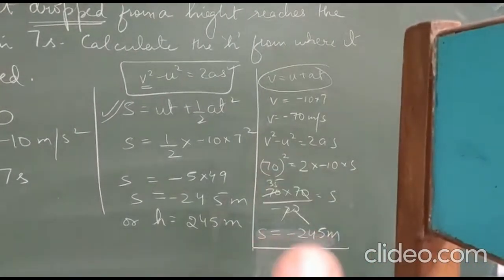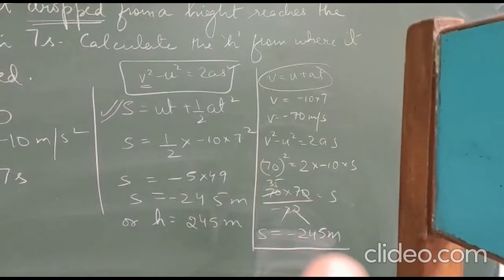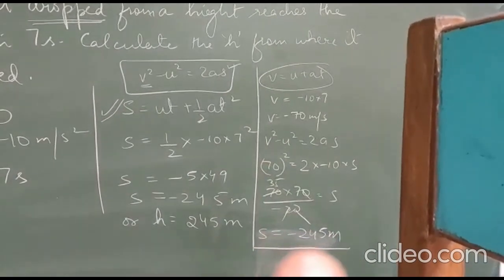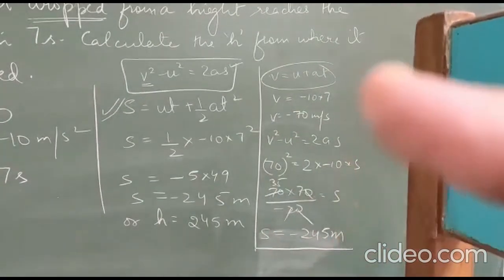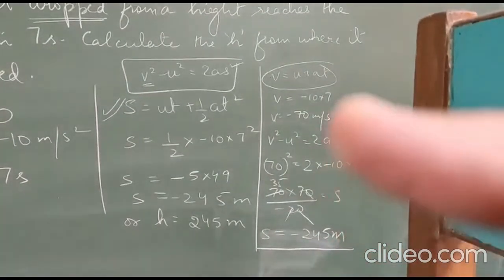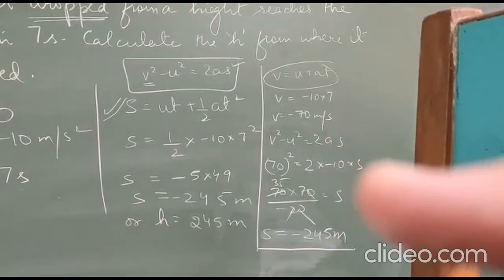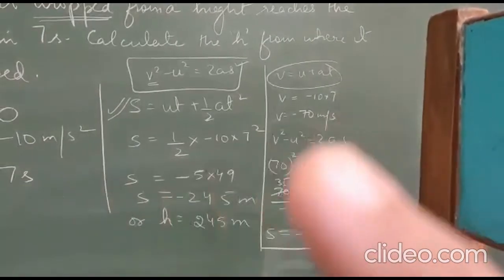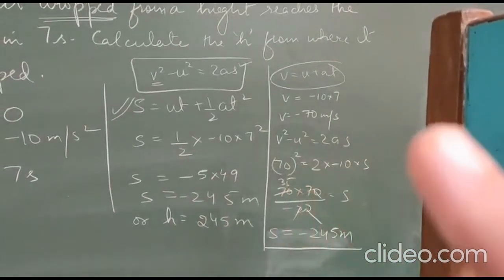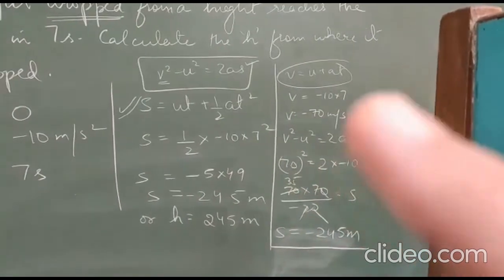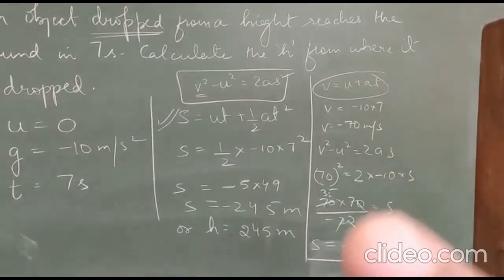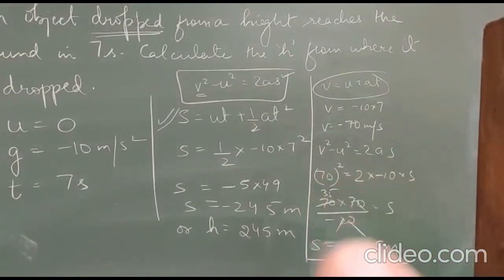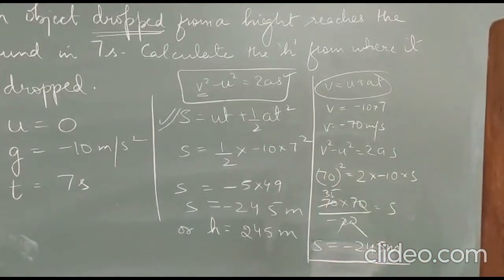Okay, the answer is coming the same even now, s negative, minus 245, and you can write the height as positive. But these steps are just additional steps if we use the v is equal to u plus at equation. Okay, so both the methods are correct, it's only another way of solving the question, using the first equation to calculate v first and then put it in the third equation, v square minus u square is 2as, and finding out the height.